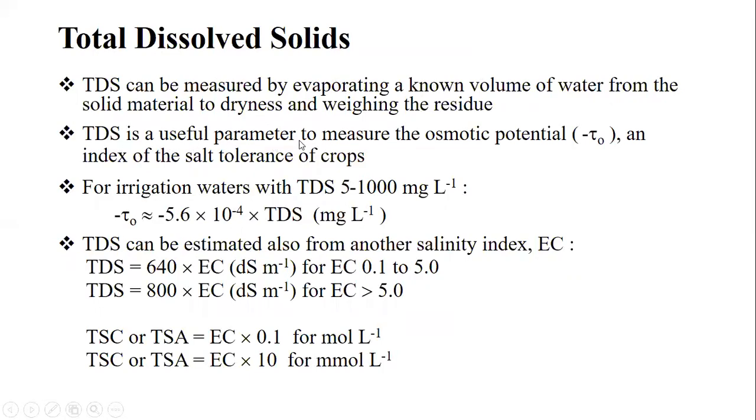TDS is a useful parameter to measure the osmotic potential. This is tau. This is how we refer to the osmotic potential. It gives us the capability of the plants to take water from the soil. The higher the osmotic potential, the more difficult it is for the plant to take water from the soil. It is an index of the salt tolerance of crops.